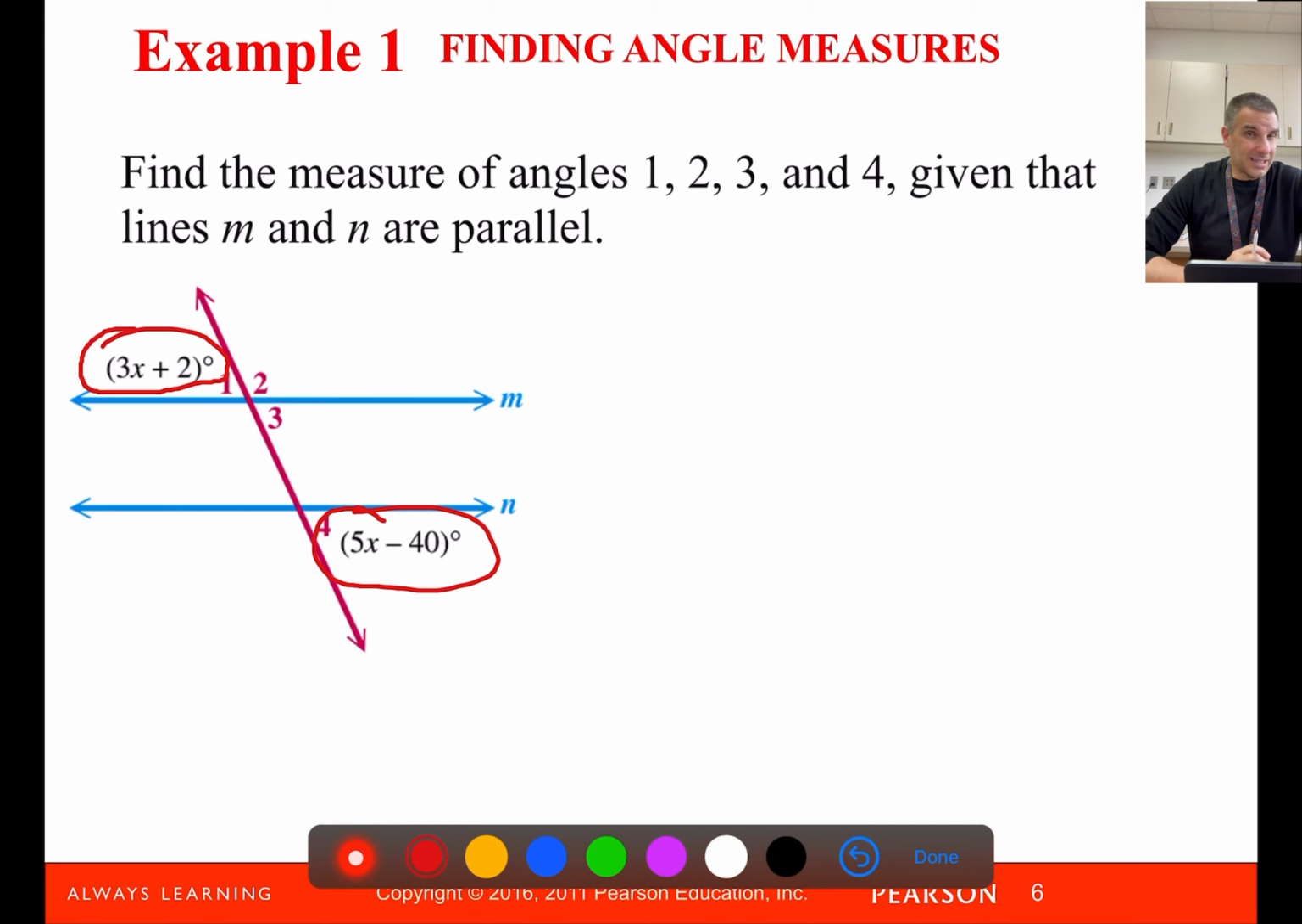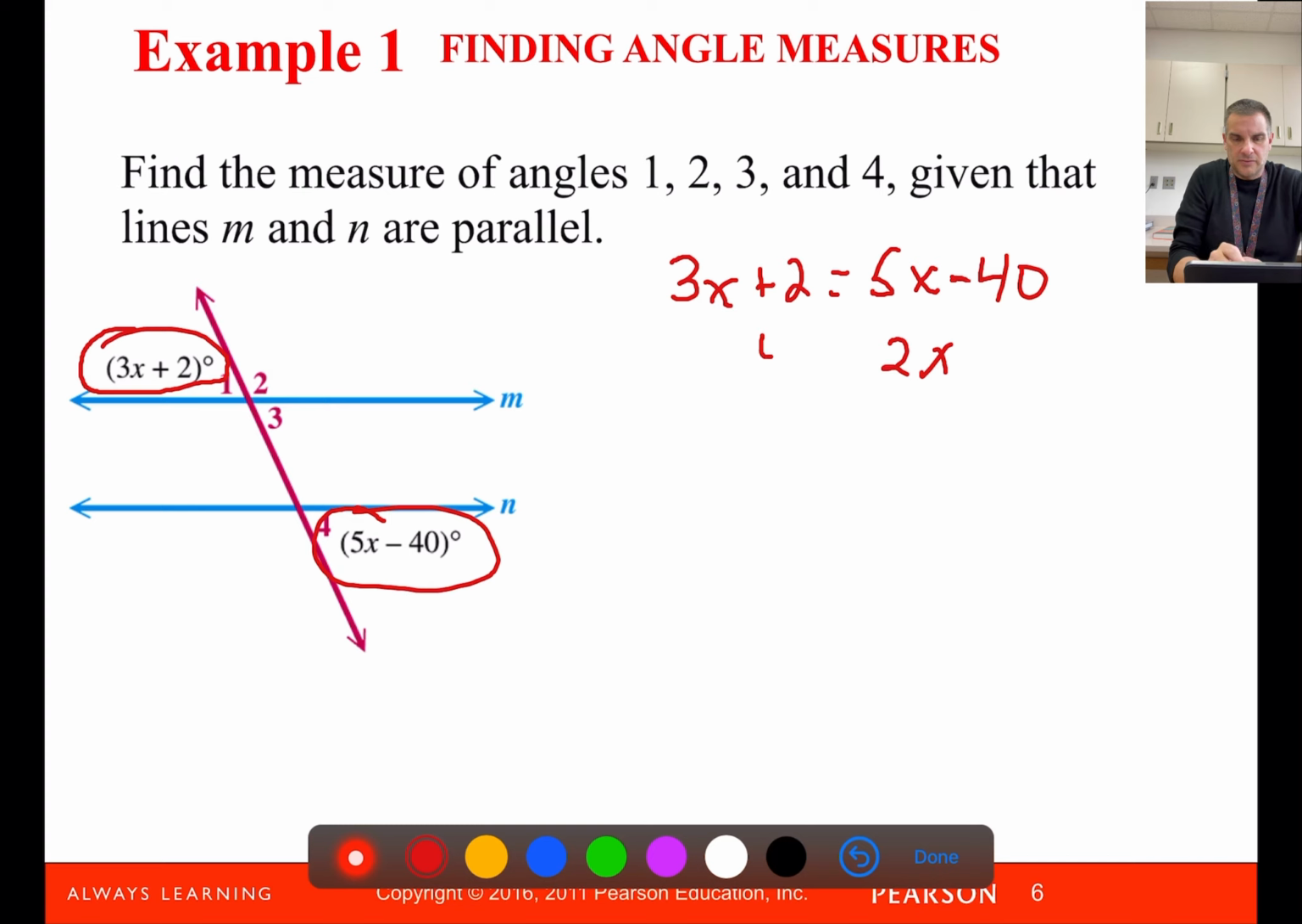And alternate exterior angles, by our last slide, are congruent to each other. That means that they equal each other. So 3x plus 2 has to equal 5x minus 40. Now we solve. Move the 3x over here. So I'm going to subtract 3x from both sides, so that gives me 2x. I'm going to add 40, so that's 42. Solve, that gives me 21. So x is equal to 21.